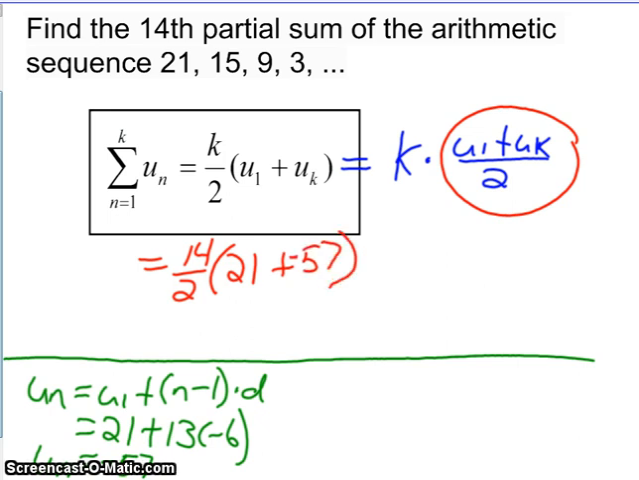So I've got 7 times the sum of 21 plus negative 57, which is 21 minus 57, negative 36. And 7 times negative 36 is negative 252. Which is the same answer I got the previous 2 times, thank God, because if it wasn't, I'd be going real batty.